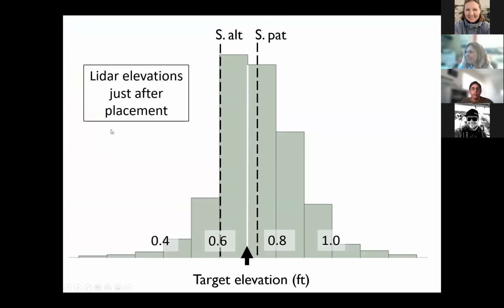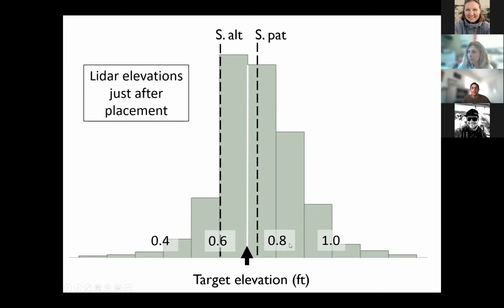And here's our elevation after placement, and it looks pretty good to me. It's a bell curve centered right on that target elevation, so pretty nice. The dotted lines show the range at the site where Spartina alterniflora and Spartina patens grow, and this is just in tenths of feet.